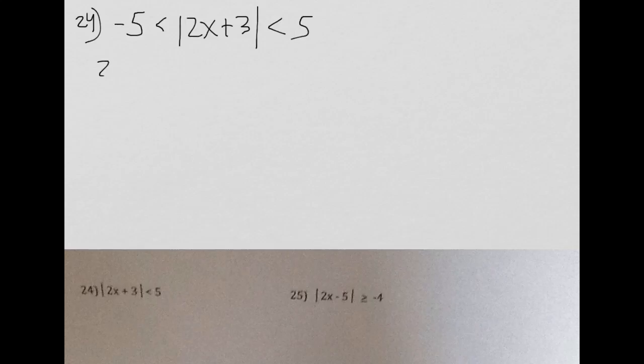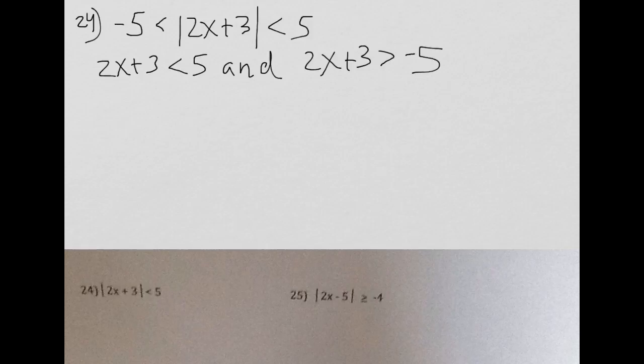I could write them separately. I could write it as 2x + 3 is less than 5, and 2x + 3 is greater than negative 5. So what did I do? I rewrote the original the way it was, put in the word "and," rewrote the second inequality, except I flipped the inequality symbol and made the 5 negative 5. So now I'm going to go ahead and solve both.